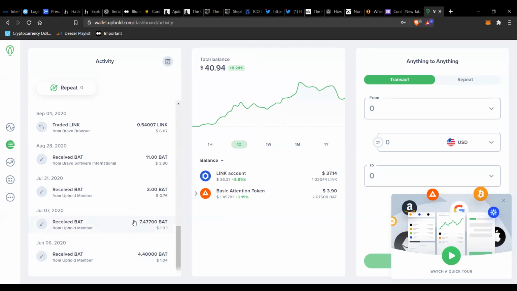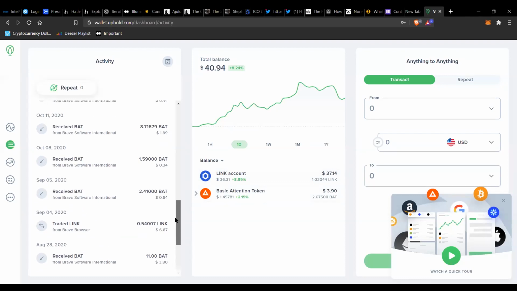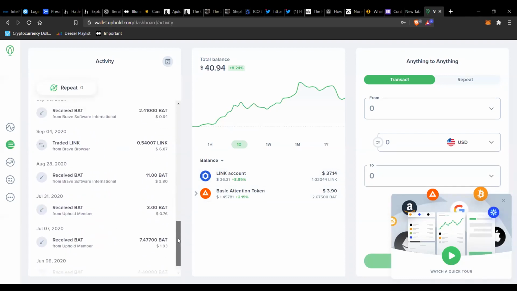The only mistake I made was that at some point I sold my BAT for Link. You can do that on this app. I sold my BAT for Link, and now one BAT token is worth like $1.4 to $1.5. Here I received four. Imagine if I'd held it. When I received this four, it was worth $1. Imagine if I'd held it to this point. But I swapped for Link because I know Link has long-term potential. So every single thing here, as you can see, was earned for free over a couple of months.